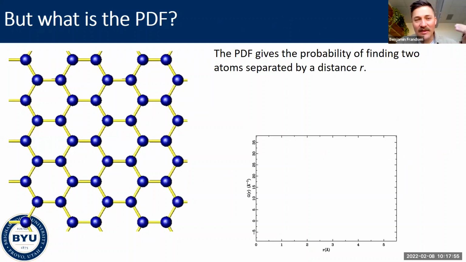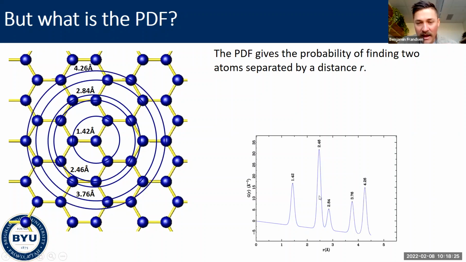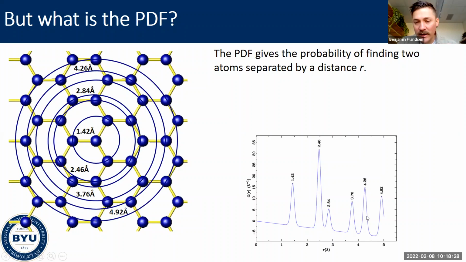But what exactly is the PDF? It's the Fourier transform of the normalized scattering pattern, but what does that actually mean? The PDF, you can think of it as essentially giving you the probability of finding two atoms separated by some real space distance r. So if we consider this graphene lattice, for example, and let's calculate the PDF corresponding to this graphene lattice. You take an atom at the center and you look at all of its neighbors, and at each distance where you find a neighboring atom, you get a peak in your PDF.